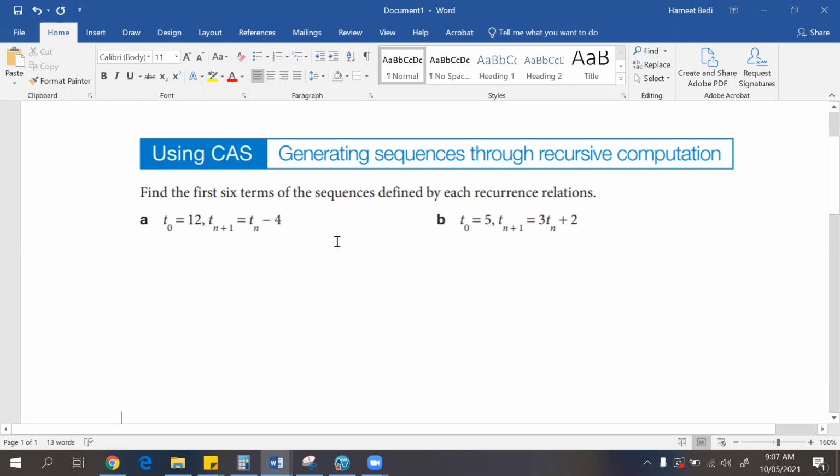How do we create this on a CAS calculator? I'm going to show you this recursive computation on CAS. Now, if you know how to use this on CAS, it will make your life easier and you can work quicker. So you will save some time. So make sure you have good practice on it.